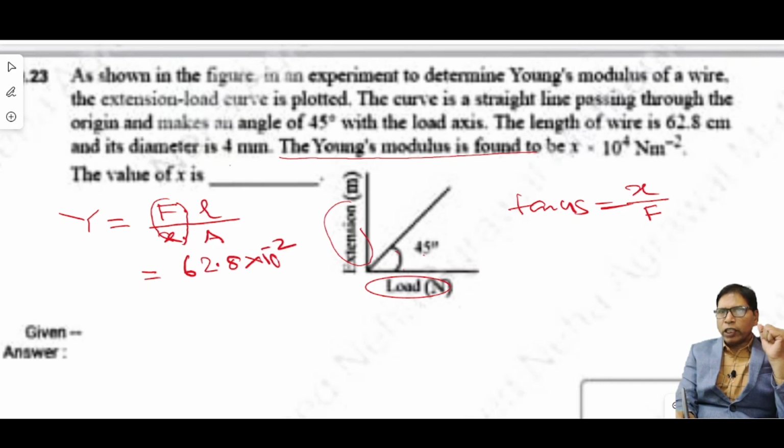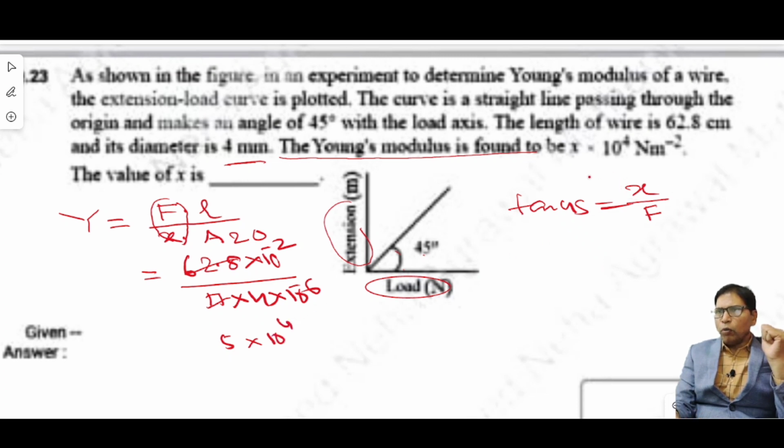Now the area of cross section: the diameter is 4 millimeter, so the radius is 2 millimeter. So this is pi into 4 into 10 to the power minus 6. Okay. So this and this, this is the 20. Okay. So this is 5 into 10 to the power 4. Now Young modulus is X into 10 to the power 4. So this is 5.